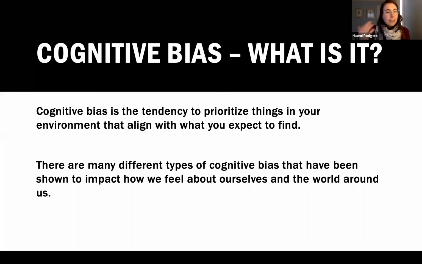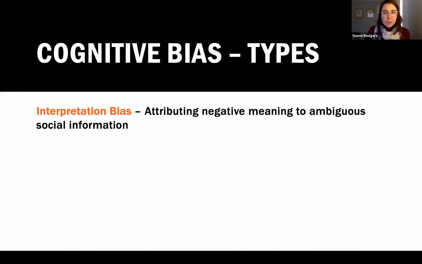And so there are lots of different types of cognitive bias. There are many dozens out there that have been studied and documented. And these different types of cognitive bias have been shown to impact how we feel about ourselves as well as the world around us. And so I'm going to just summarize three of the big ones, the three cognitive biases that have garnered a lot of attention among researchers, particularly in the field of cognitive science.